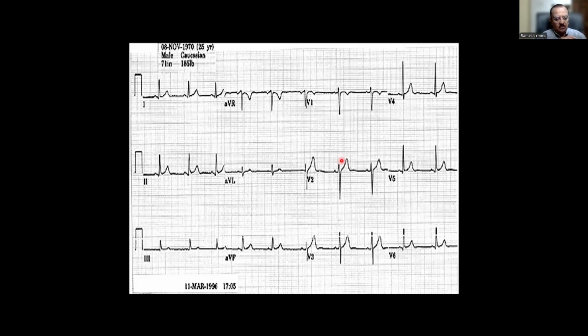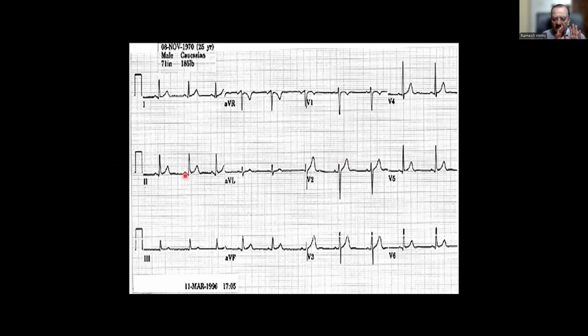Look at lead 2. Measure from the beginning of the P wave to the beginning of the QRS. Do you think it's normal or abnormal? The duration is shorter, sir. Normal, isn't it? It's a normal PR interval. See, from here to here, how much does it take? About three small squares. See, it is normal. 3 to 5 is normal.